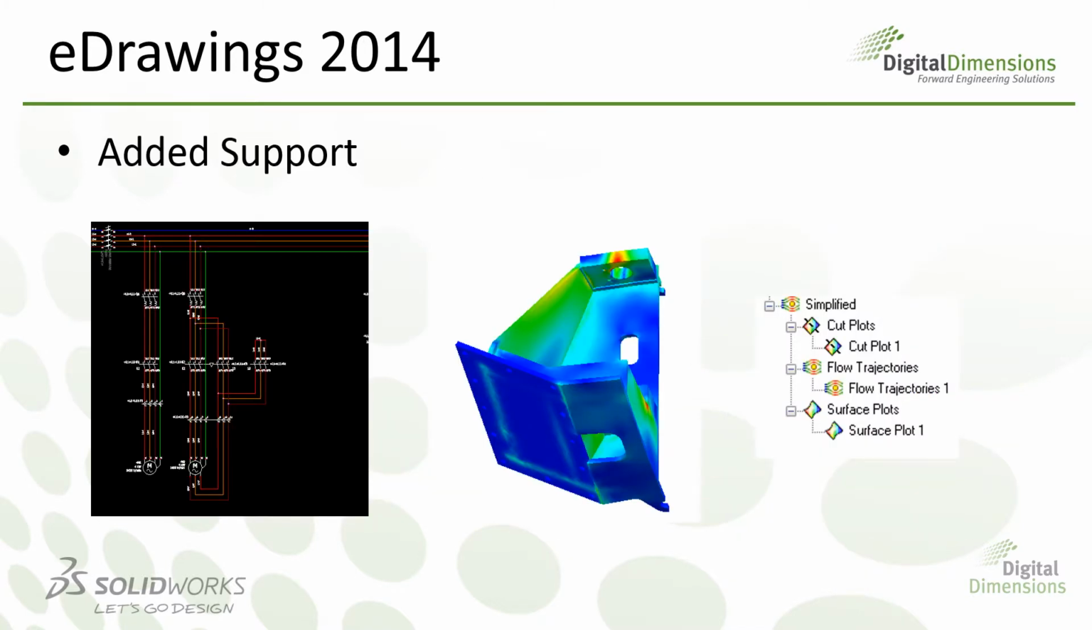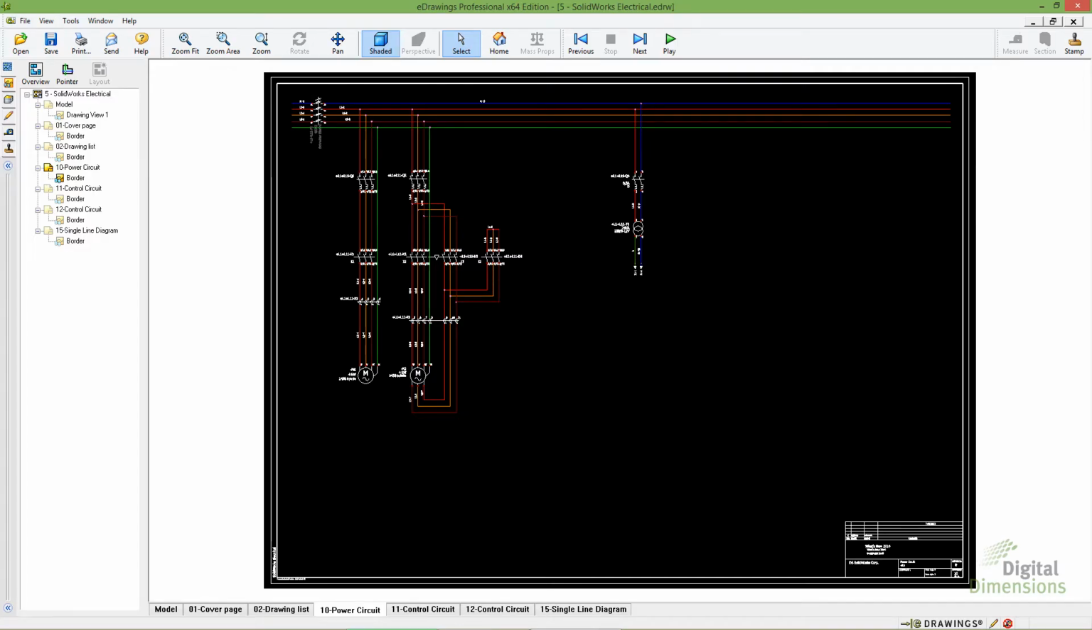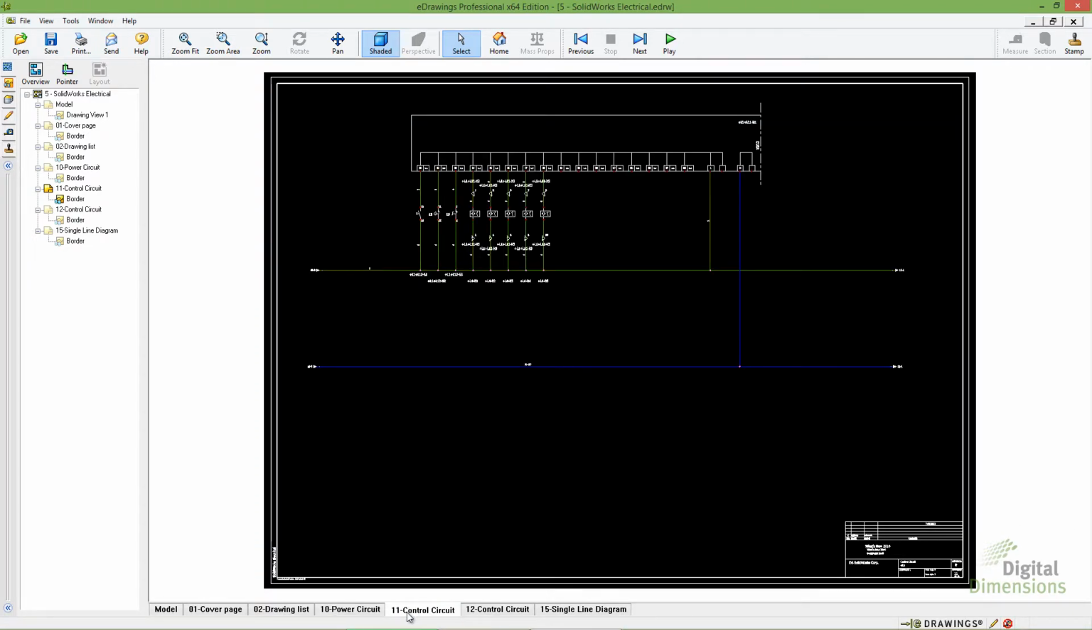Some more enhancements to eDrawings 2014 include added support all the way around for different products and functionality included in 2014. If we just jump into eDrawings, you'll see that I have a SOLIDWORKS Electrical drawing. So from the SOLIDWORKS Electrical product, you can now publish into eDrawings as well and view that.